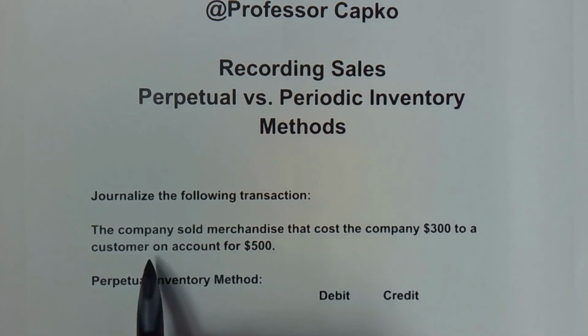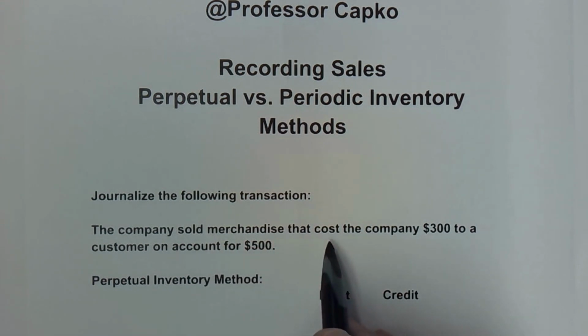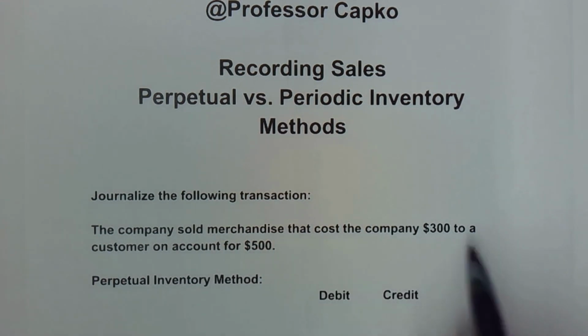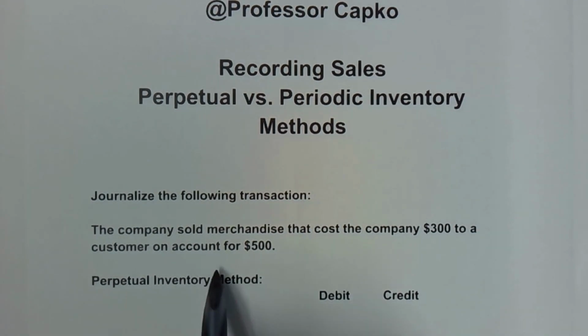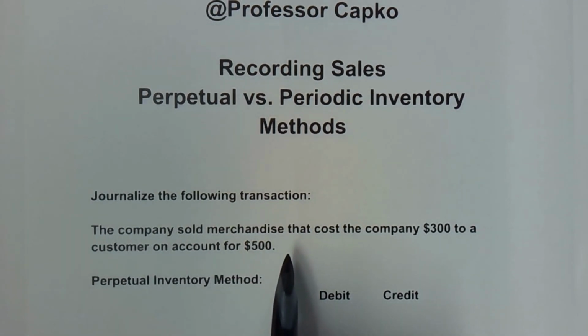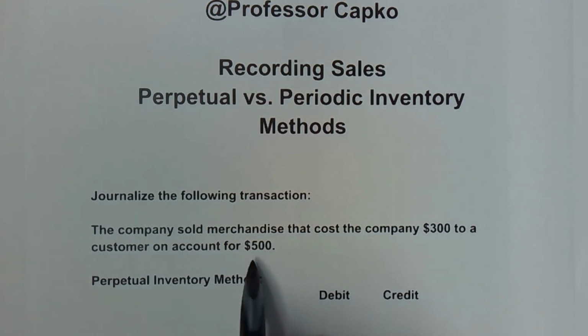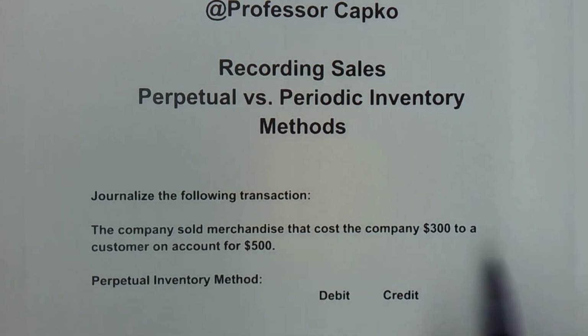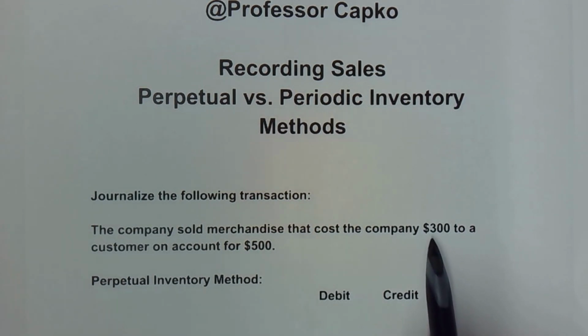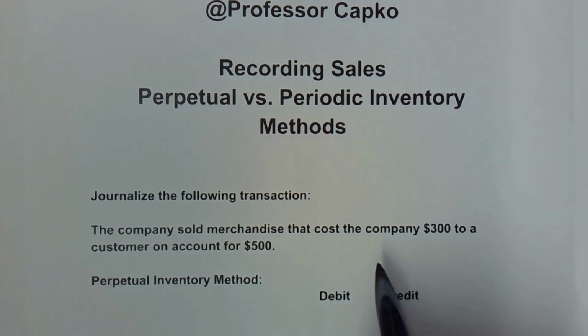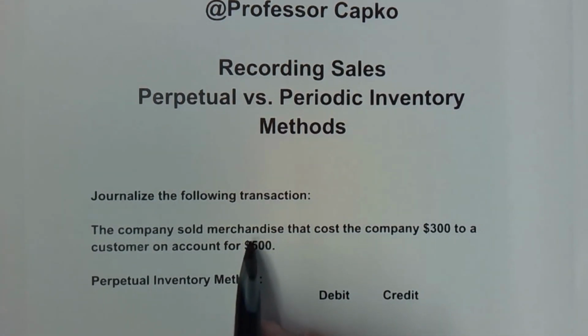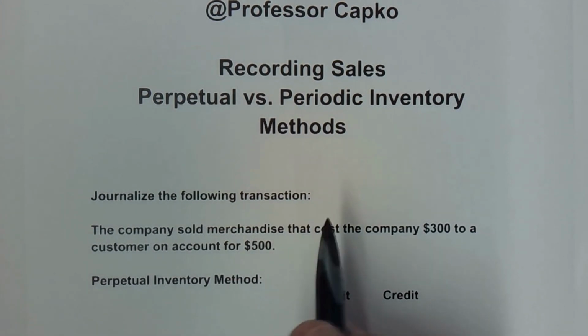All right, we have a company that sold some of the merchandise that cost the company $300 to a customer on account for $500. So we can see that we sold the merchandise, the customer paid $500 for that merchandise, but it cost our company $300. So in there is going to be part going toward the profit of our company. And it was sold on account, so it wasn't sold for cash.